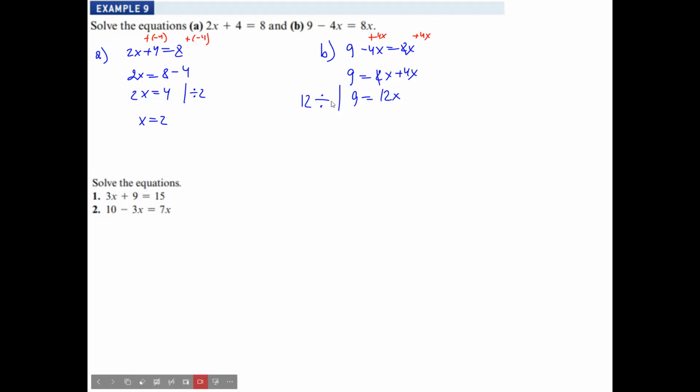No, not like that. Opposite. Not 12 divided, but divide by 12. So when I have 9 divided by 12 equals x, now I can simplify what? 3, 4. So 3 over 4 is x, or x equals 3 over 4. Good? So do this one, this too, actually.